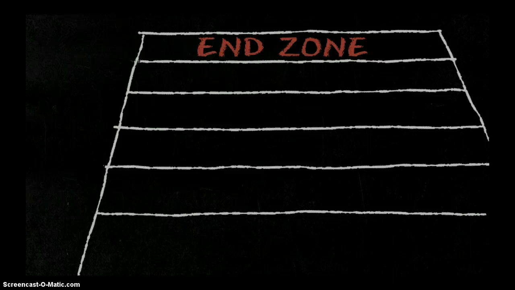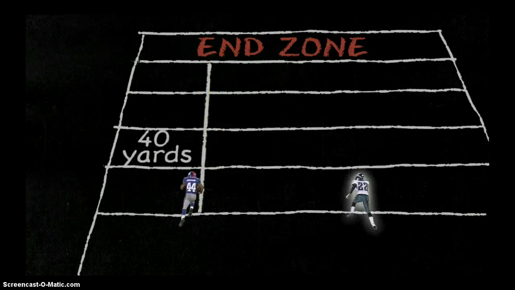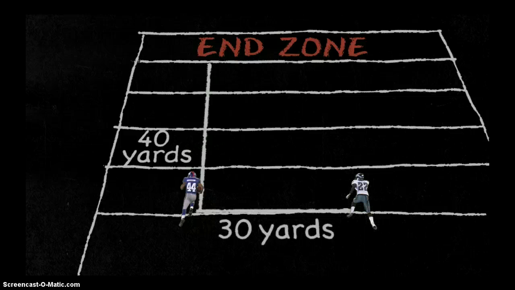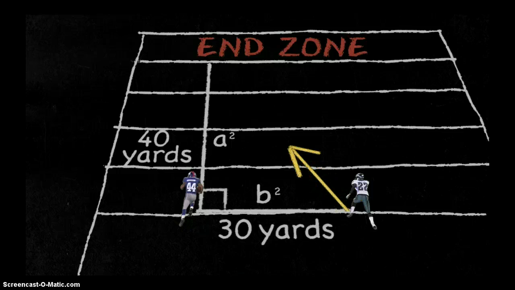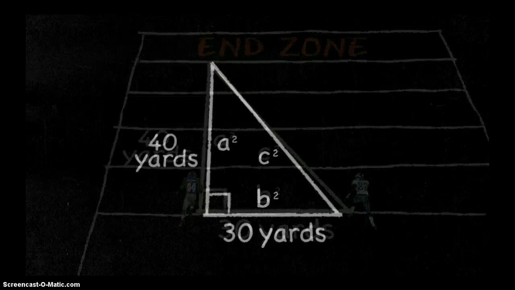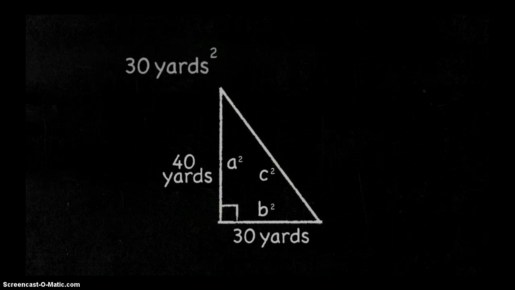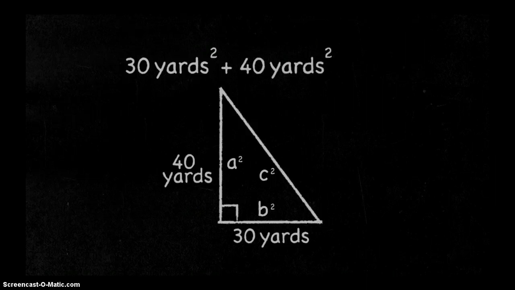Relating this to football, let's say the ball carrier is heading for the end zone, 40 yards away. The defender stands 30 yards away and needs to intercept him. If these two distances are the legs of a right triangle, then the distance the defender needs to run is the hypotenuse. Using the Pythagorean theorem, 30 yards times 30 yards added to 40 yards times 40 yards will give the length of the hypotenuse squared.